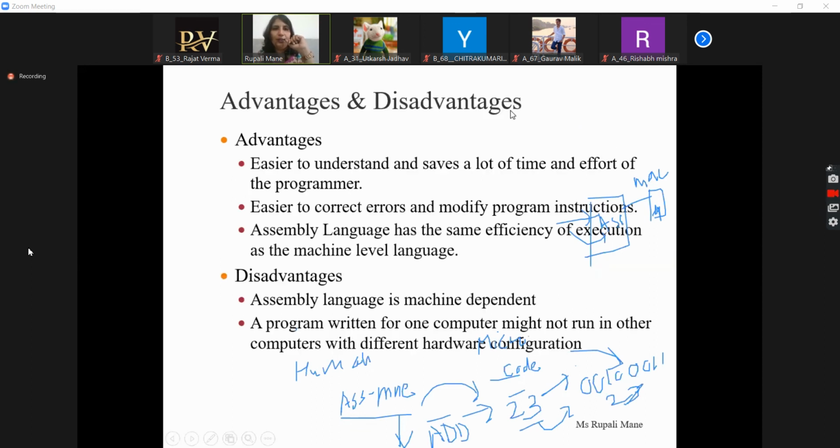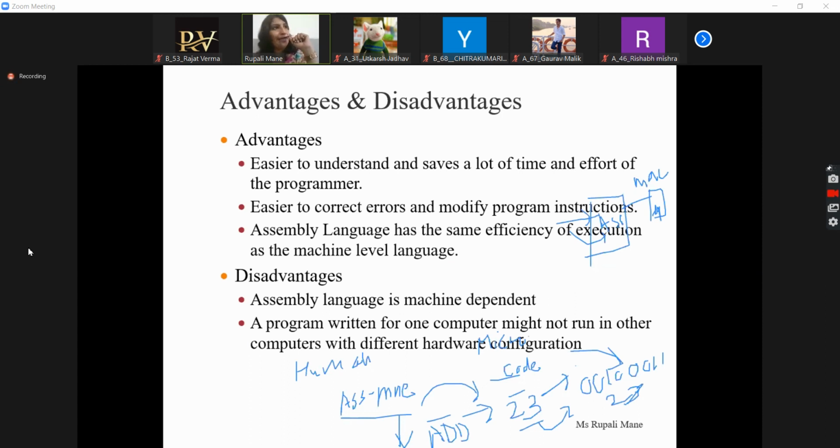So now what are the advantages and disadvantages? Advantages of assembly language: it is easier to understand, saves a lot of time and effort for the programmer, easier to correct errors and modify program instructions. Assembly language has the same efficiency of execution as the machine level language. Then assembly language is machine dependent. The disadvantage is that a program written for one computer might not run on another computer with a different hardware configuration.